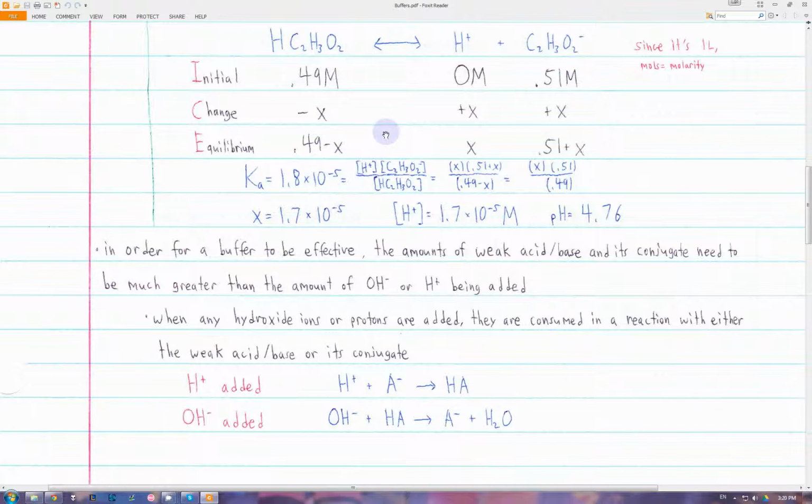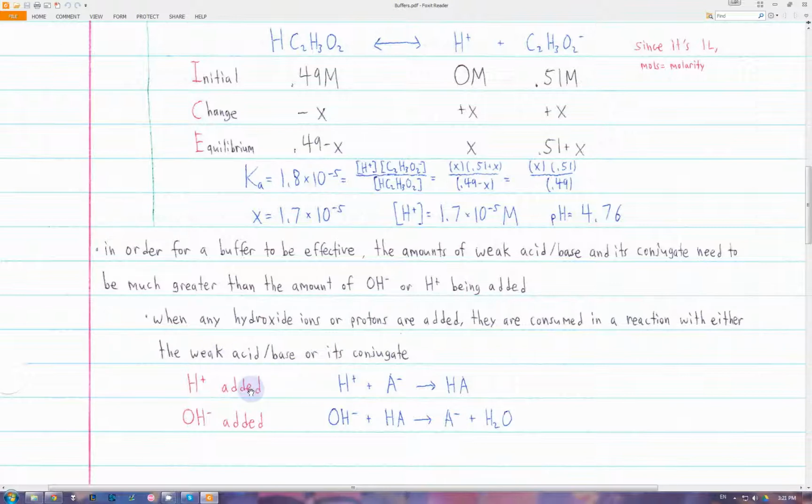Notice in the last example, we had 0.5 moles of both acetic acid and acetate ion, and we only added 0.01 moles of hydroxide ion. So the amount of hydroxide that we added was much less than the amount of weak acid and conjugate that we had. So when any hydroxide ions or H+ ions are added, they are consumed in a complete reaction with either the weak acid, the weak base, or its conjugate.